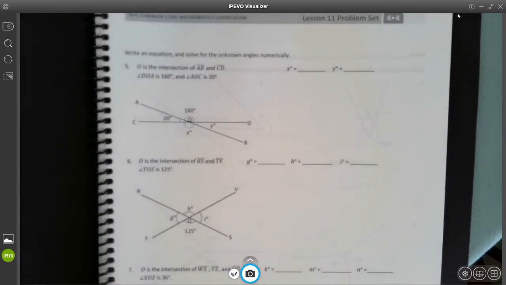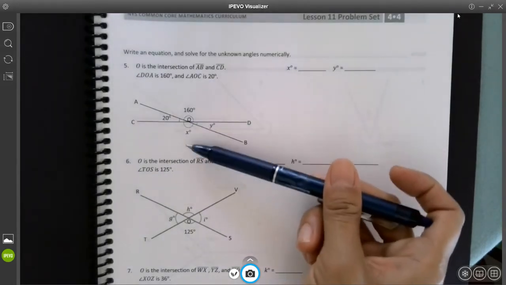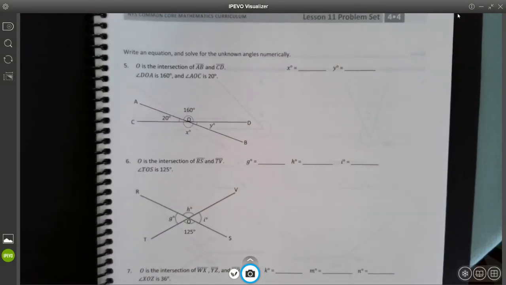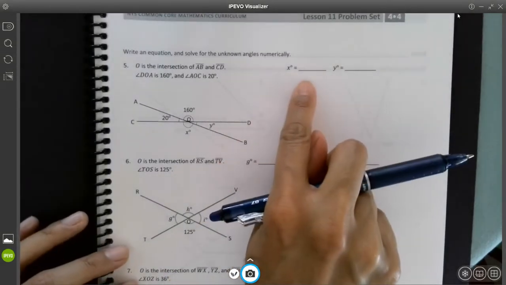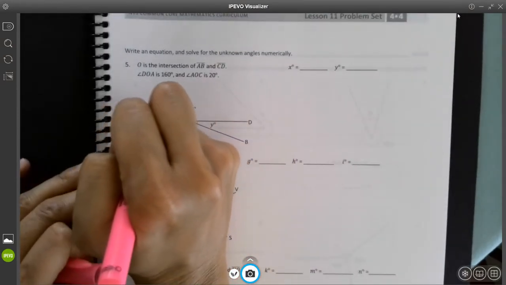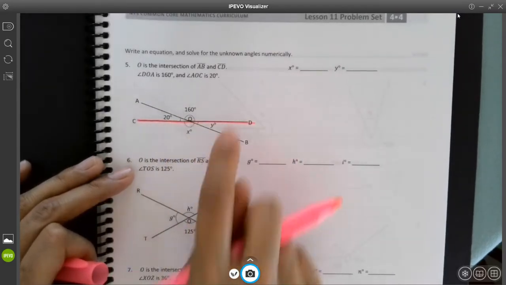Now, we should know that intersecting lines have angle measures that are the same across, but let's prove it. Let's show our evidence for that. So we know that, I'm just getting my reference page. We know that, I'm going to use my pink. This is a straight angle right here. So we know that 20 plus 160 is 180.